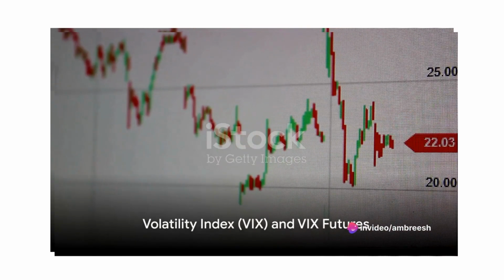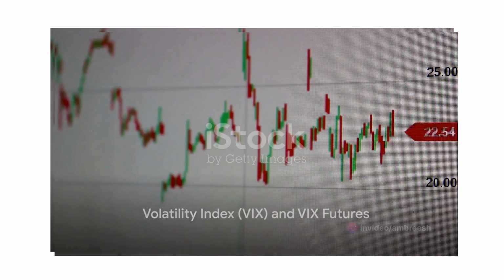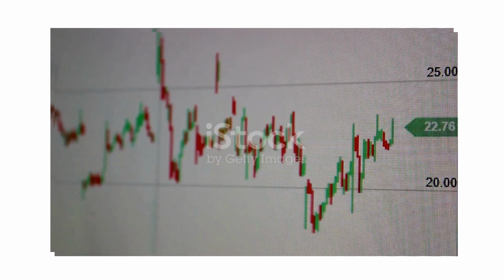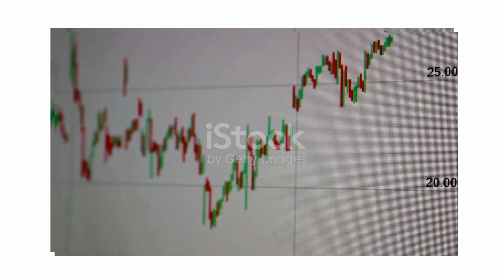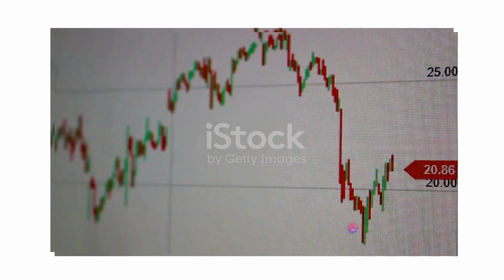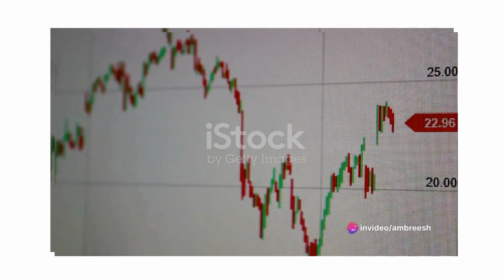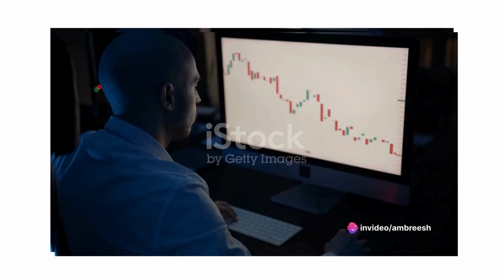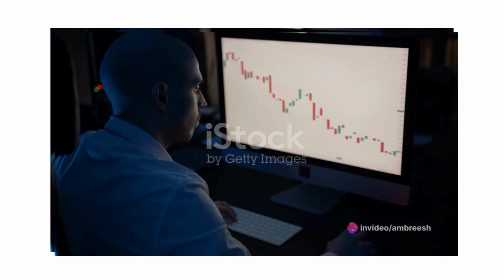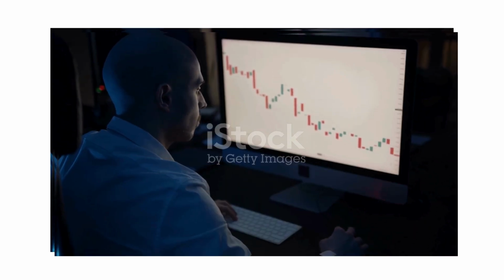The volatility index, or VIX, often called the fear index, measures the expected volatility of the S&P 500 index options over the next 30 days. Traders can speculate on changes in market volatility using VIX futures or options, buying when volatility is expected to rise and selling when it's predicted to decline.